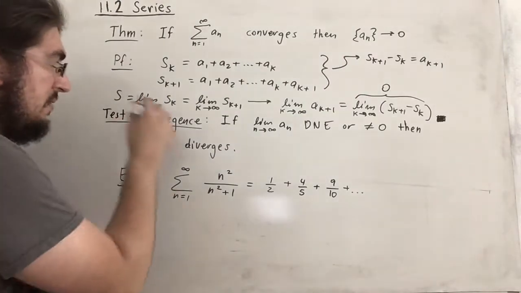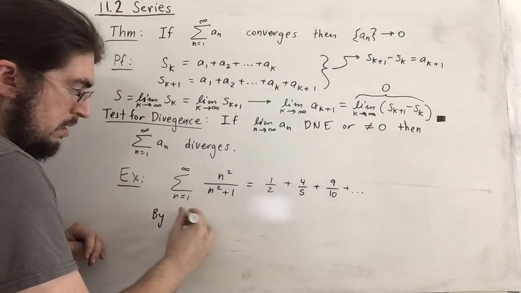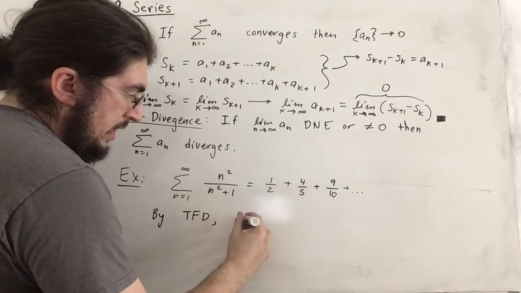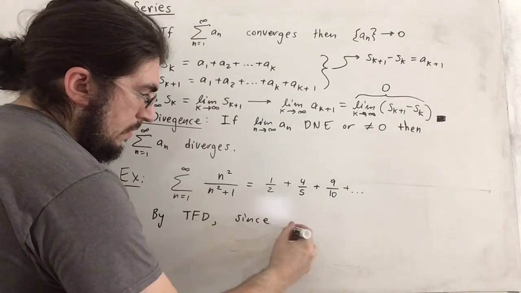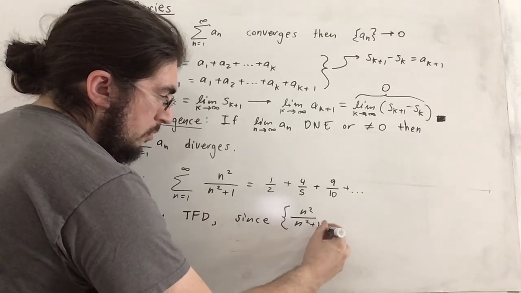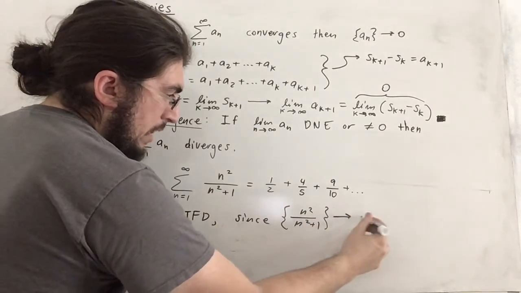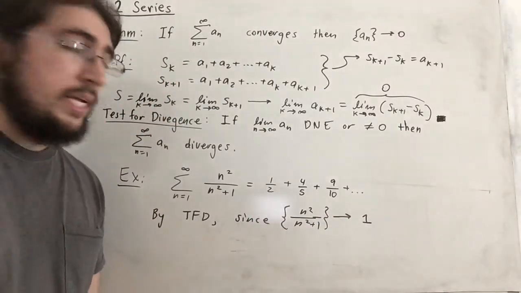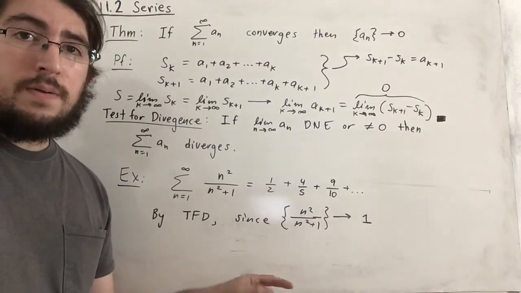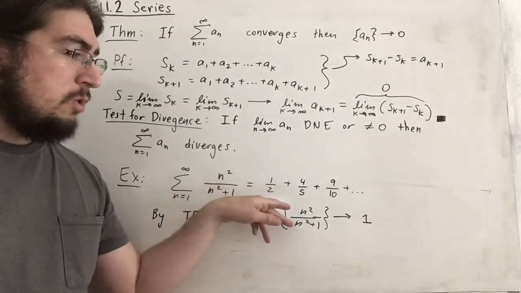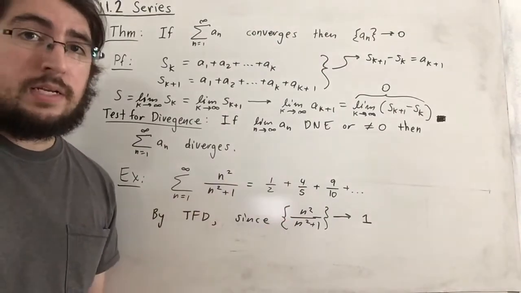Now, by the test for divergence, let me call that TFD for short, since the sequence n squared over n squared plus 1 approaches, well, that actually approaches 1. A few ways to see that. If you consider domination, ignoring the plus 1 on the bottom, as n goes to infinity, the n squared dominates over 1. N squared over n squared is just 1, so the limit is 1.